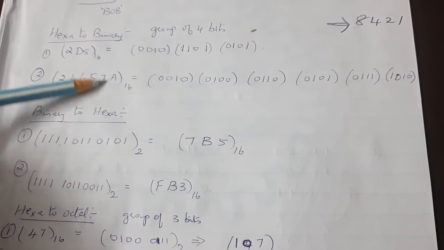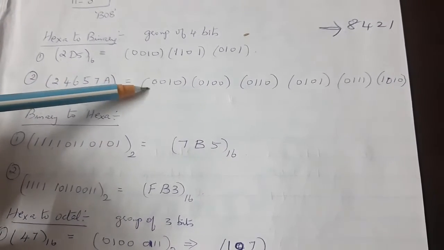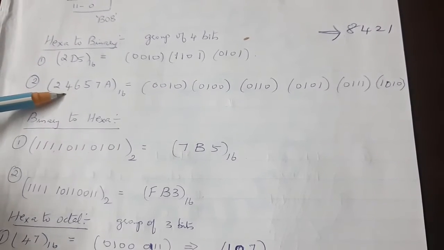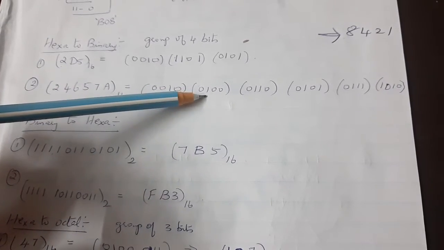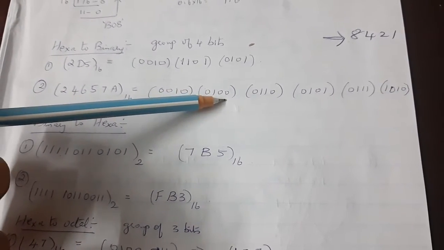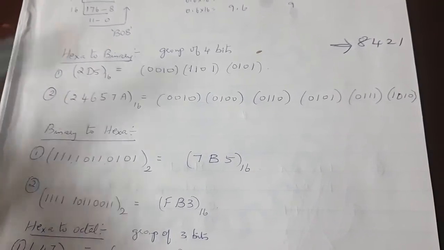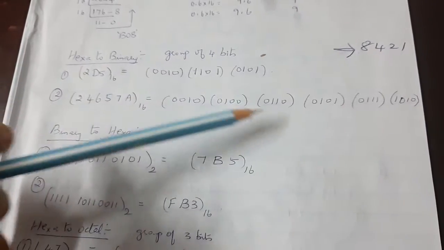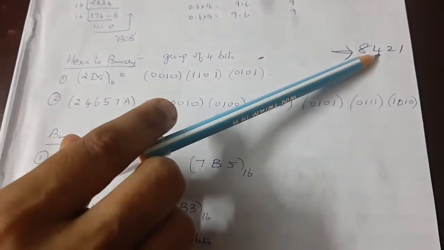2, 4, 6, 5, 7, A. So 2: only the 8 is 0, 4 is 0, 2 is 1. Next is 4, only the fourth value will have it. So 8 is 0, 4 is 1, 0, 0. Next is 6. 6 is a 4 plus 2 combination. So 0, 1, 1, 0. 5 is 4 plus 1.